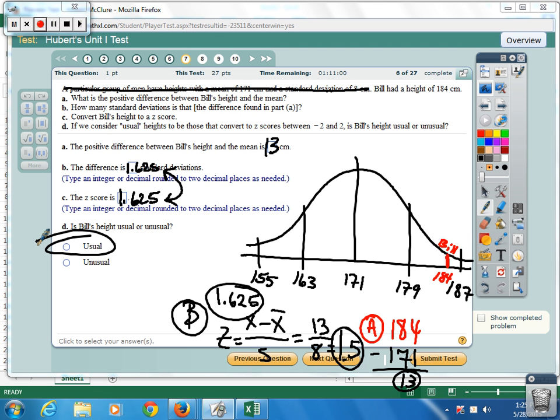Now, the only thing that you need to watch on these is if you have a negative z-score. Let's say you have a negative z-score of negative 1.2. The negative 1.2 goes right here. But what goes right here? It'd be 1.2 without a sign, because distance can never be what? Positive or negative. Distance is just distance.